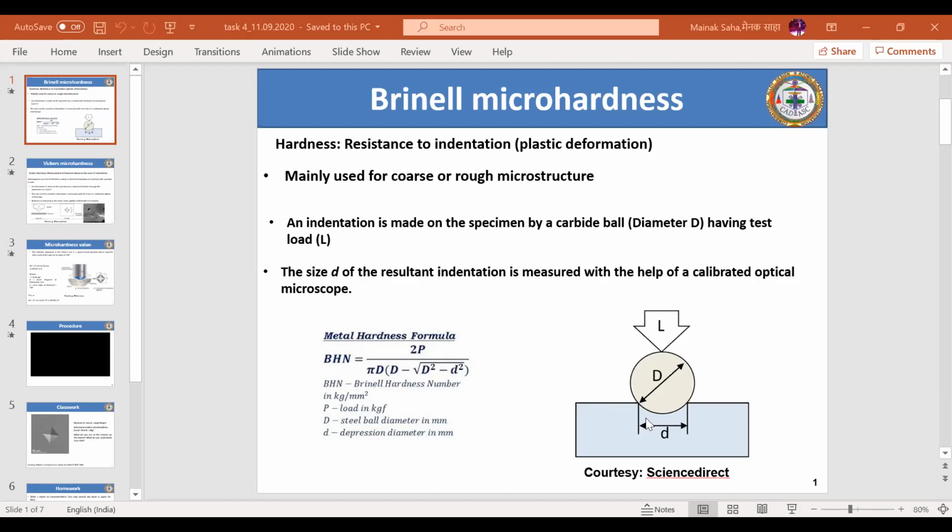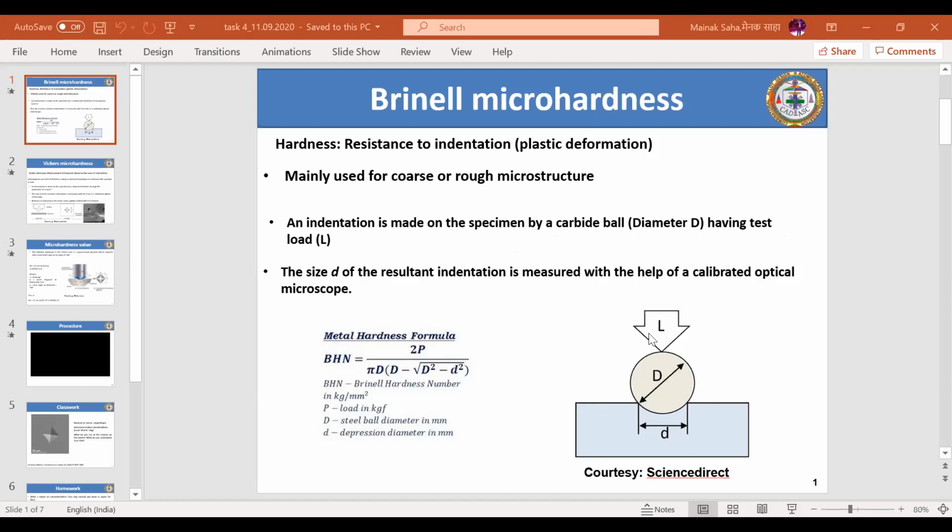Even if you have copper, that is also good, because copper will again be much softer as compared to steel. So suppose you have a hardened material. Now generally the carbide balls are used because these are very hard materials. Okay, the carbide balls, and these have a test load.